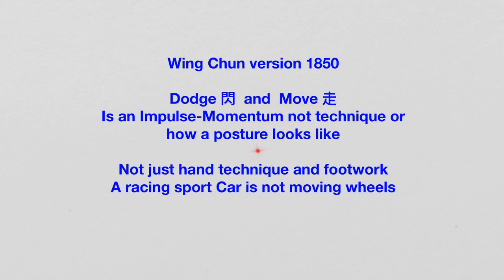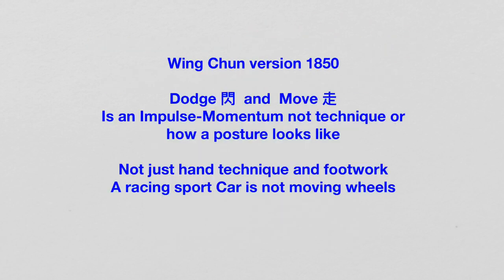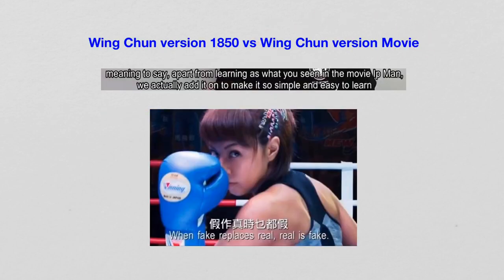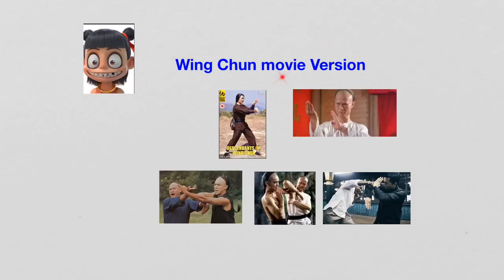So today I'm going to share with you more. Dodging and moving is not just hand techniques and footwork. It's like a racing sports car is not just moving wheels. I'm going to elaborate on this dodging and moving and all this Wing Chun version movie. They are related. Those who practice Wing Chun version movie have no idea about dodging and moving, and thus they're living in a fantasy zone. Now, let's look into this Wing Chun movie version.